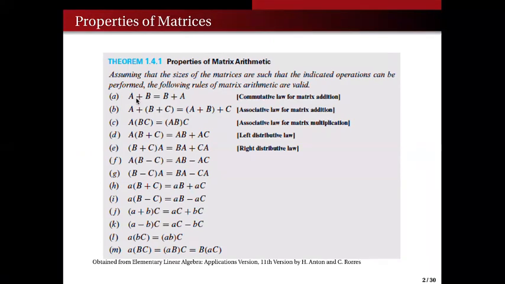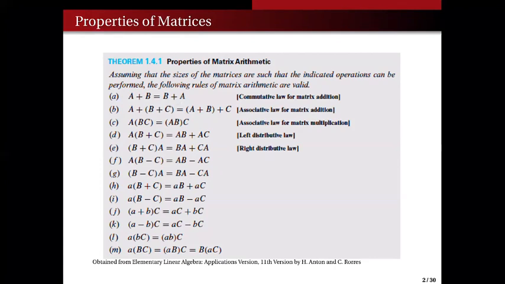These properties should look familiar to you because most of them are similar to the properties of real numbers. For example, for letter A, you have A plus B equal to B plus A, okay? Meaning you can interchange the addends and the resulting matrix should be the same.